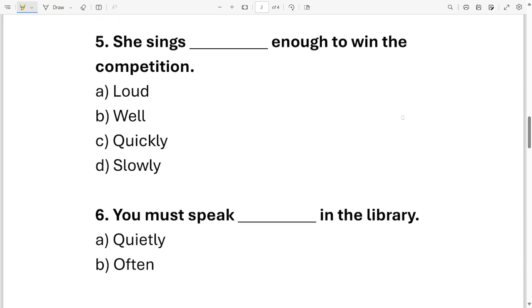Question number 5 is another fill in the blanks. She sings dash enough to win the competition. Now options are loud, well, quickly, slowly. These are the 4 options. Which one is correct? Choose your correct option out of these 4 options. It is option B. She sings well enough to win the competition.